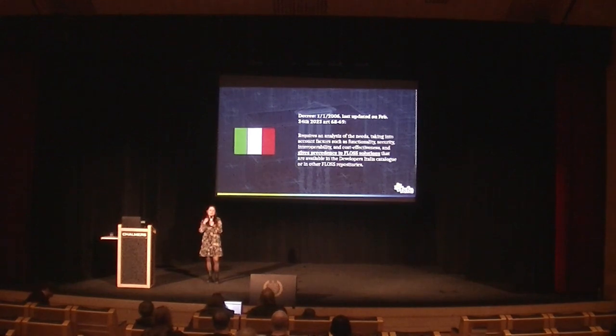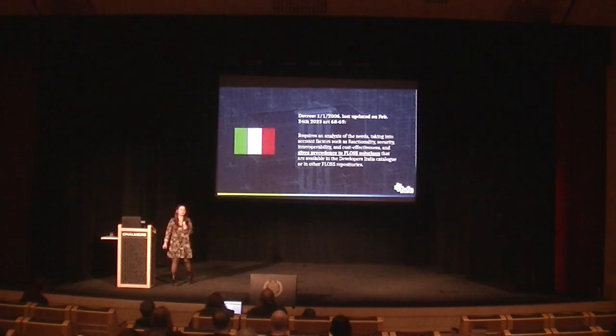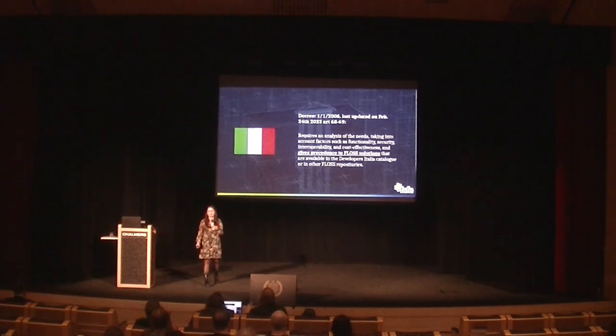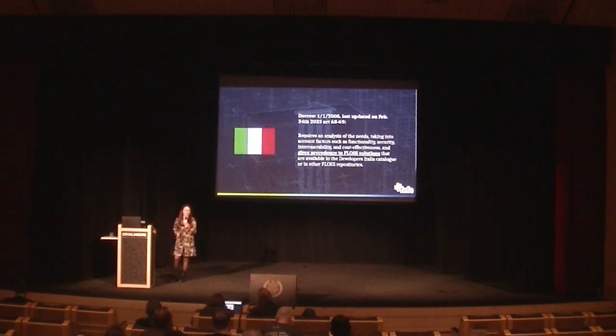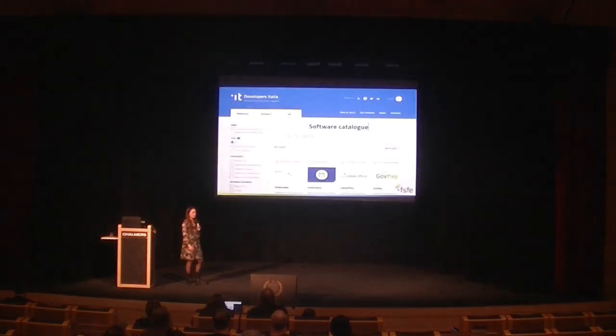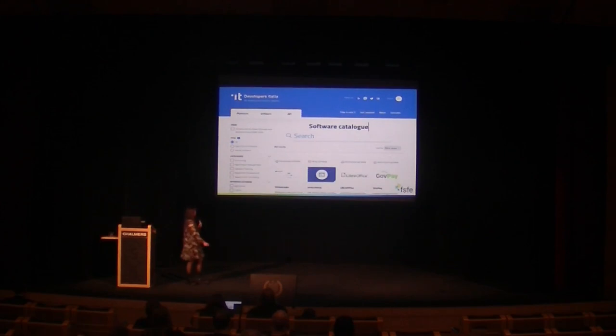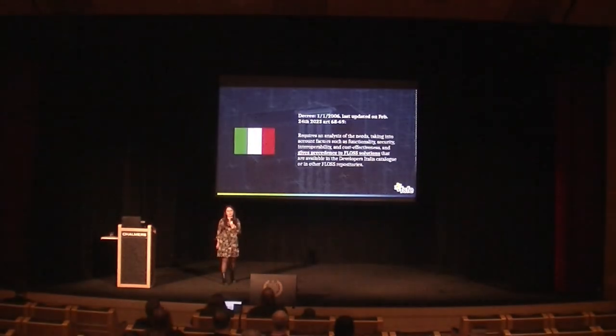But first then, let's take a look at Italy. In this regard, Italy can be considered to have progressive regulation, because they have this decree that was actually updated this year, where whenever a public administration is going to procure new digital solutions, it should give precedence to free software, and preference to free software solutions that are already in a public repository from Developers Italia and from other free software repositories.